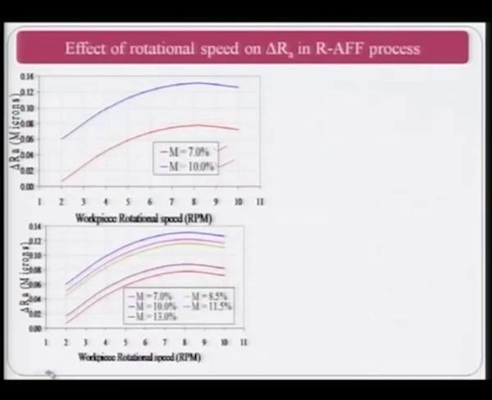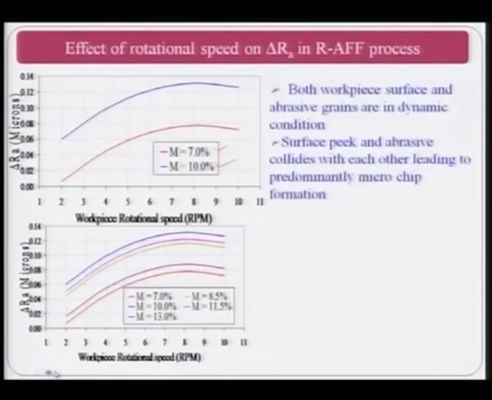Here again you can see for different cases that workpiece speed is there, then rotational speed is there. Here on the first graph, both workpiece surface and abrasive grains are in dynamic condition. Surface peak, this is a peak, and abrasive collides with each other, leading to predominantly micro shaping.